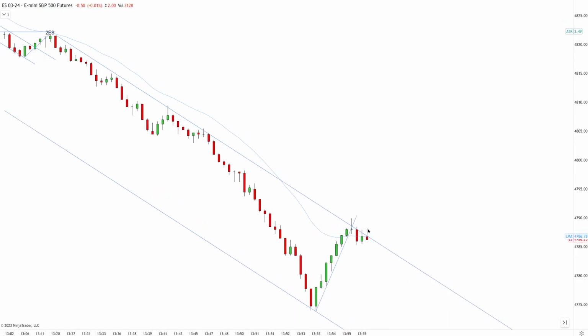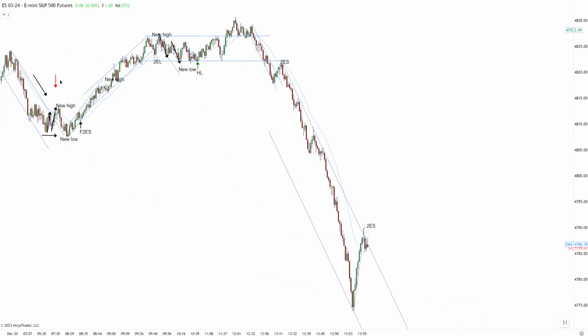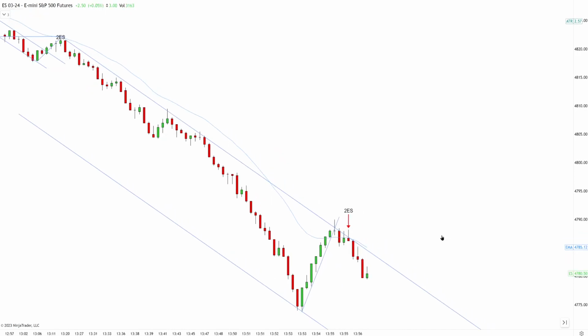And now we have a mini second entry short: new low, first entry short, pullback, take one tick higher, reverse down, second entry short below the EMA off the key entry point. This right here is a second entry short and a great high probability setup. Second entry short, two key entry points. Then we get a failed second entry long.